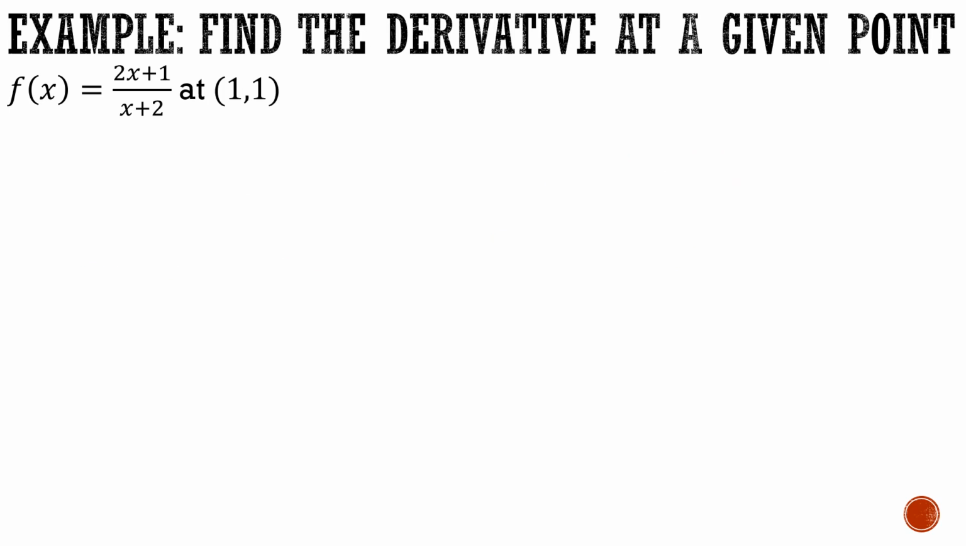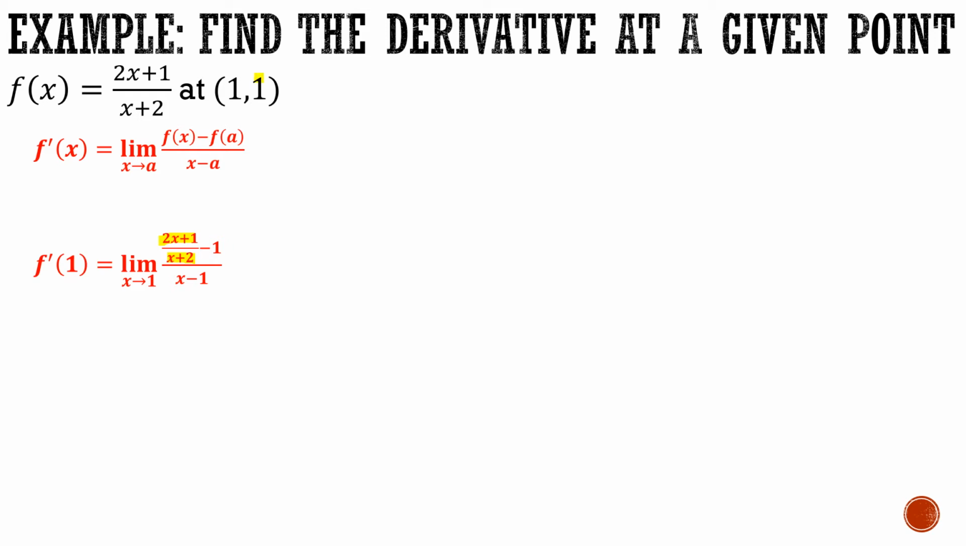Next, we have another example, finding the derivative at a given point. Our function is a little bit more complicated. We have a rational function, 2x plus 1 over x plus 2, and we're finding that at the point 1, 1. Again, I'm going to set up my formula. I'm going to plug in my f of x, which was the original equation. So this was my f of x, and I'm subtracting f of a.